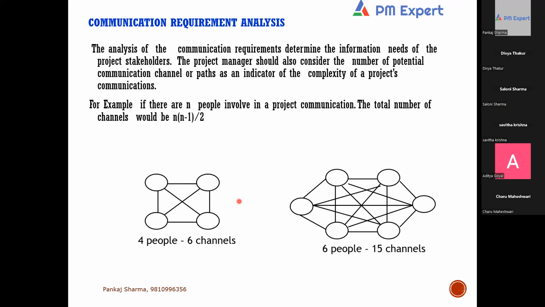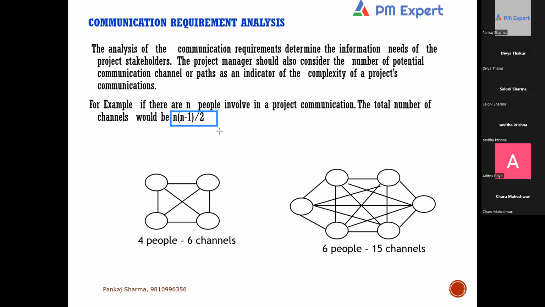Now tell me, between 6 people, how many communication channels will be there? It is difficult to find by tracing the paths, so you can directly use the formula: N into N minus 1 by 2. Can you see the formula? This is nothing but NC2, N factorial by 2 factorial into N minus 2 factorial. From that, you can derive N into N minus 1 by 2.